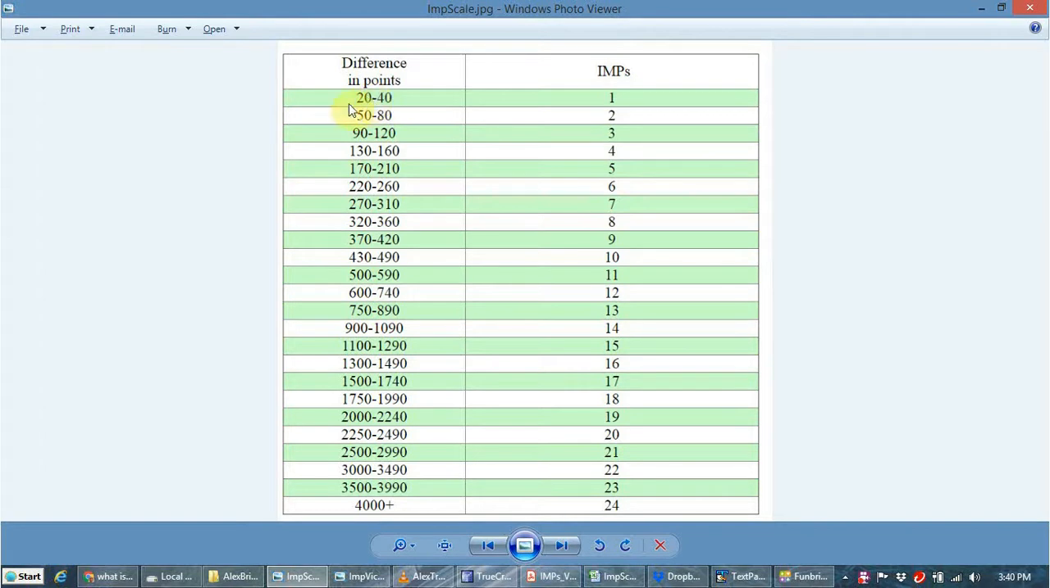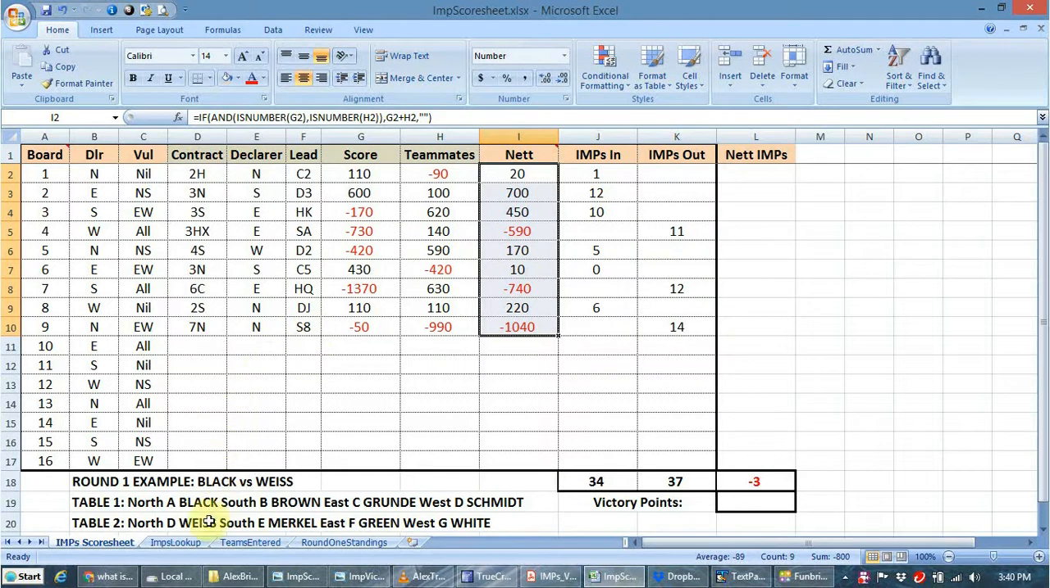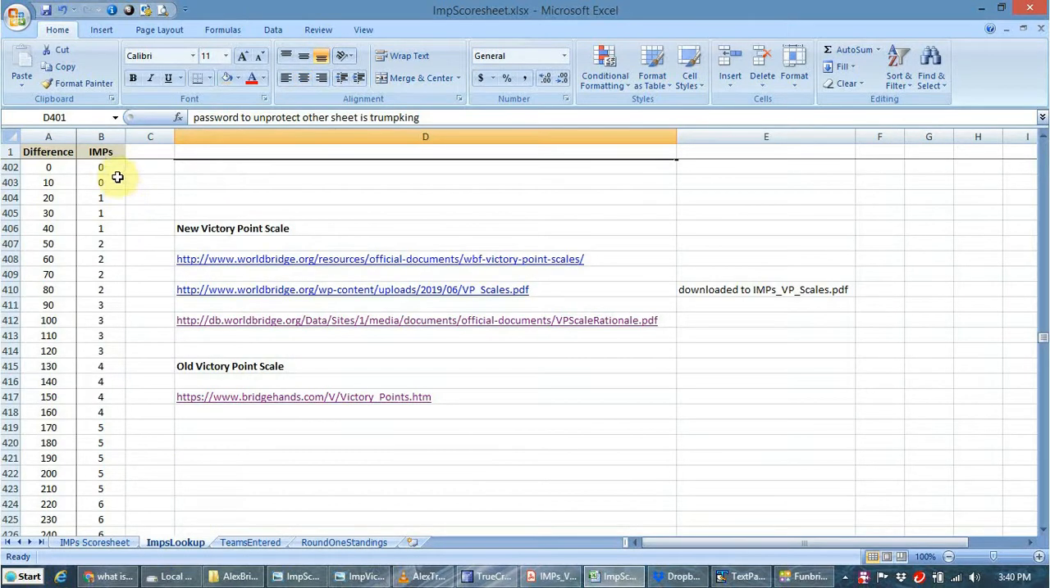So if you win a board by 20 to 40 points, you score 1 IMP. If you win it by 50 to 80 points, you score 2 IMPs. 90 to 120 points, you win 3 IMPs, and so on. If you win that board by, say, 650 points, you score 12 IMPs. If you win the board by 10 points, or there's no difference at all, well, then it's 0 IMPs. So I set up in this spreadsheet another lookup sheet which showed for each amount of points difference the number of IMPs scored.